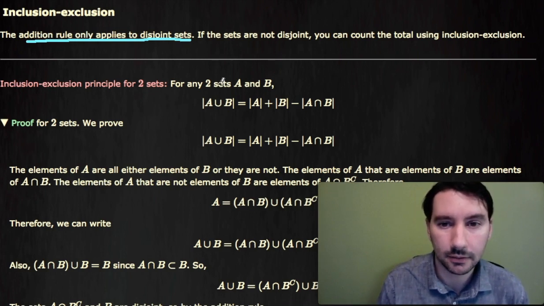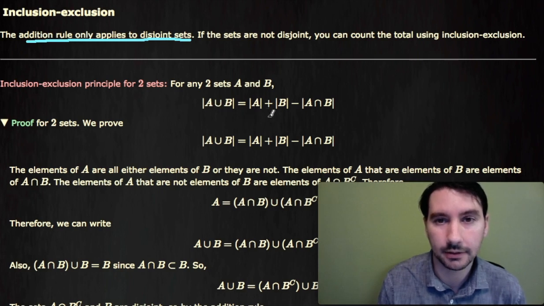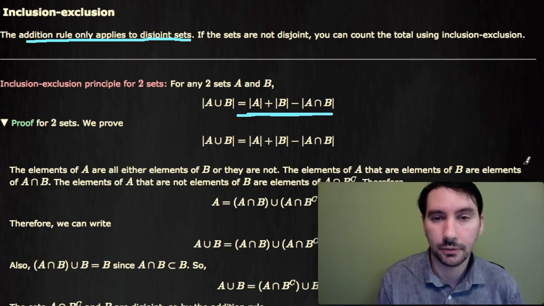So for any two sets A and B, the number of elements in A union B is equal to the number of elements in A plus the number of elements in B minus the number of elements in A intersect B. We'll prove this for two sets.